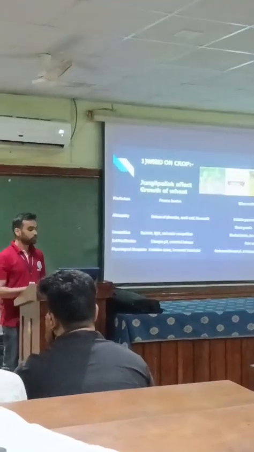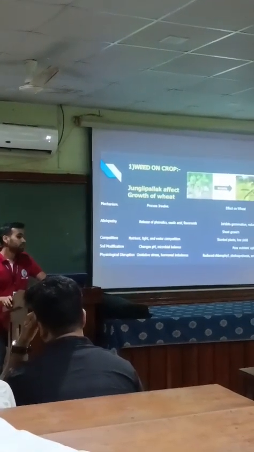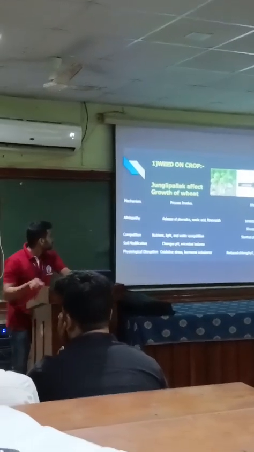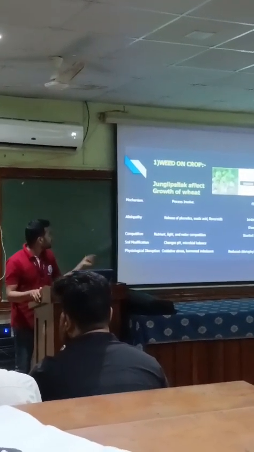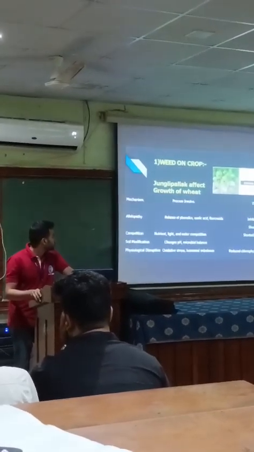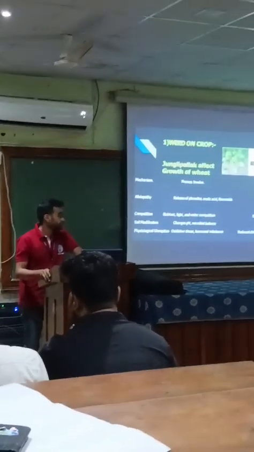If we are talking about weed and crop interaction, there is a very good example: jungle palak affects the growth of the wheat plant. Jungle palak secretes chemicals like organic acids, phenolics and flavonoids, which inhibit germination and reduce the root and shoot growth of wheat.